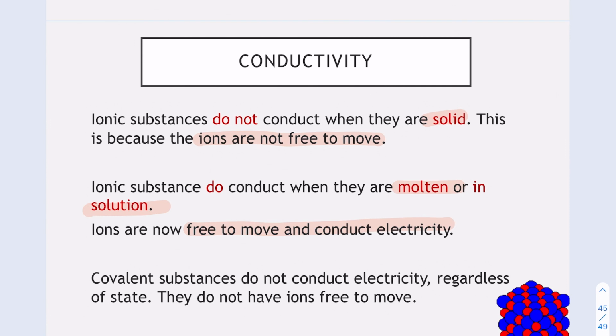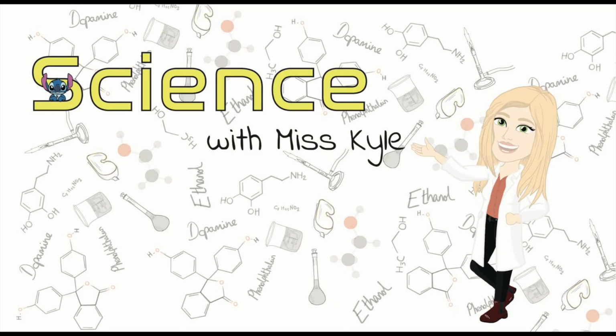I've just got a little note at the bottom about covalent, but we'll mention that in the next video. And that's just a quick summary of ionic bonds, and we'll move on to covalent bonds in the next video.